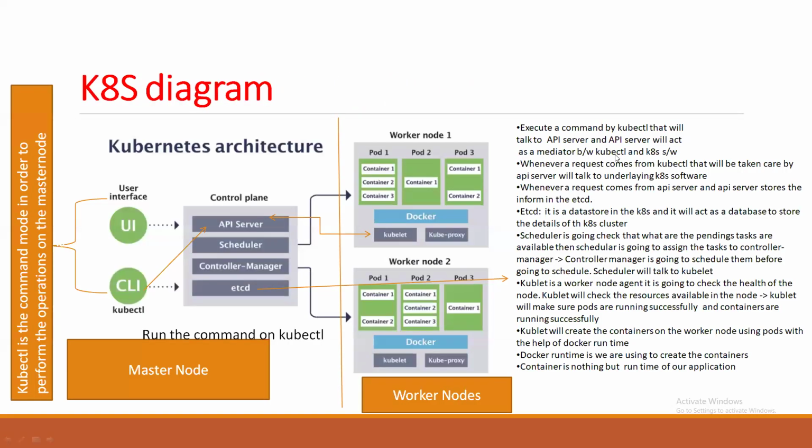Yeah. So what are the components in the worker node, guys? The master node or control plane has the API server, scheduler, controller manager, and etcd. So what are the components in the worker node? A pod, container, Docker runtime, kubelet, and kube-proxy. Okay, guys.